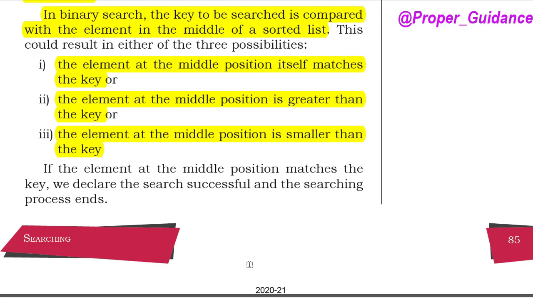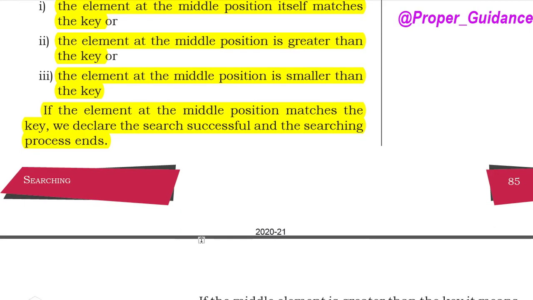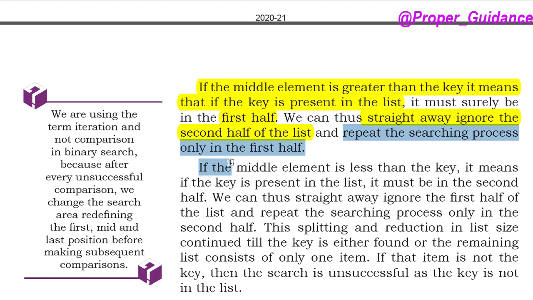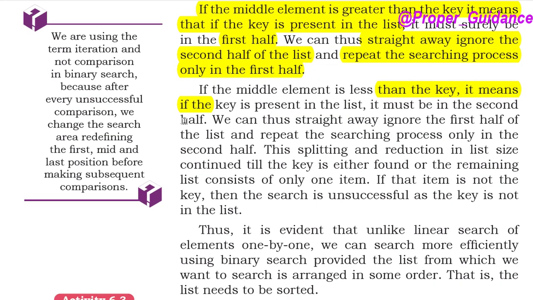If the element at the middle position matches the key, we declare the search successful and the searching process ends. This is the simplest case. But if the middle element is greater than the key, it means that if the key is present in the list, it must surely be in the first half. We can thus straight away ignore the second half of the list and repeat the searching process only in the first half section. If the middle element is less than the key, it means if the key is present in the list, it must be in the second half. So we can thus straight away ignore the first half of the list and repeat the searching process only in the second half.